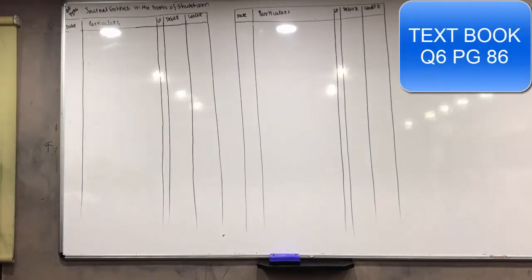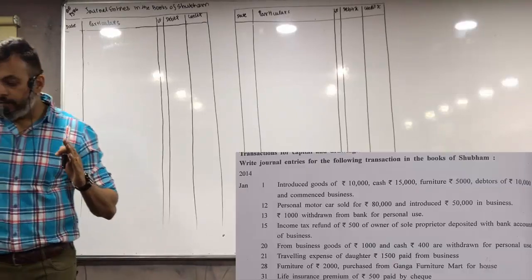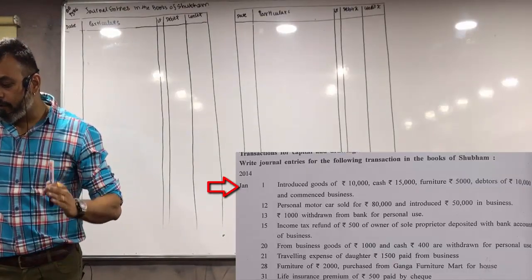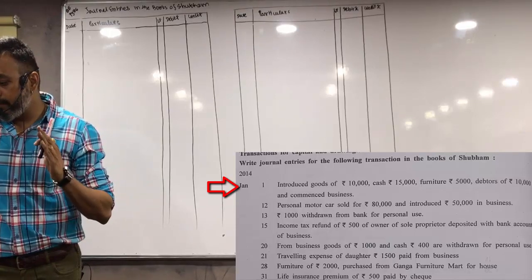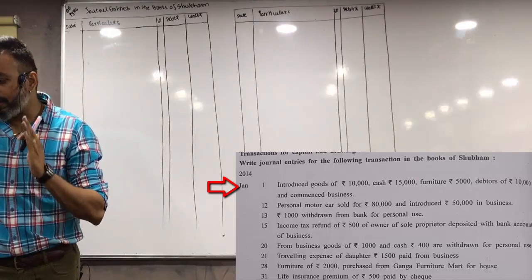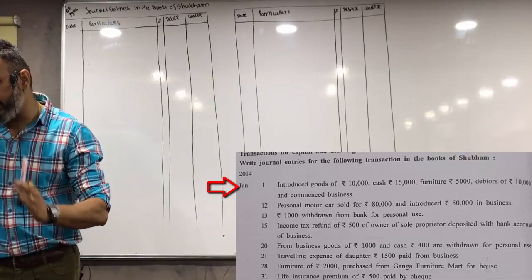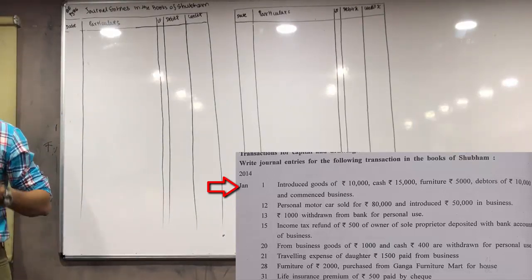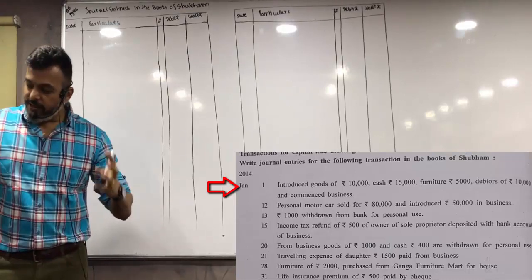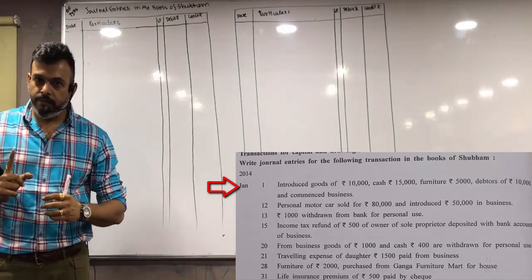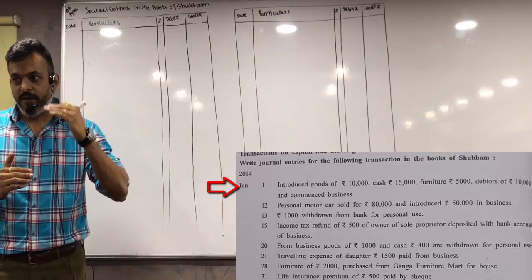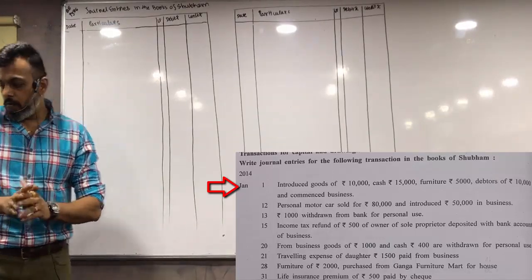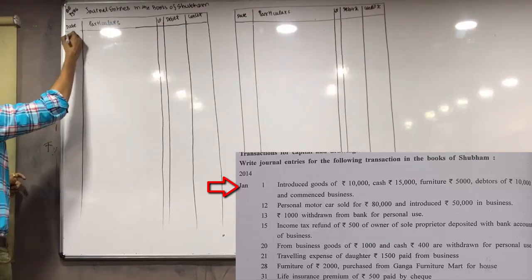2014 January 1. Introduce goods of 10,000, cash 15,000, furniture 5,000, debtors 10,000 and commence business. Now all this is happening at one time. So instead of passing separate entries, we'll pass a combined entry. Now how we'll do it?